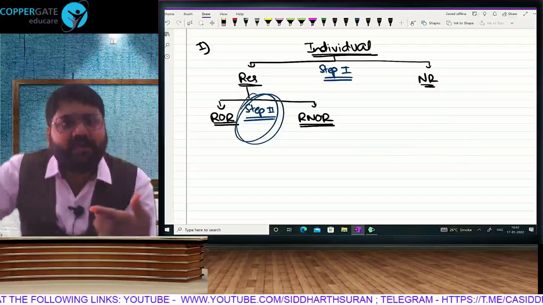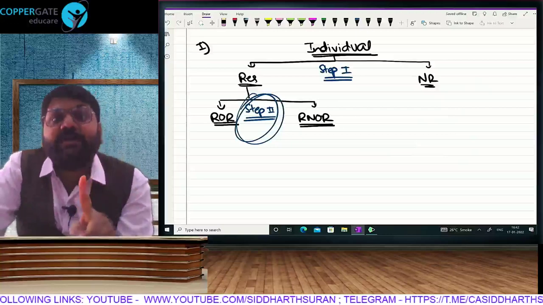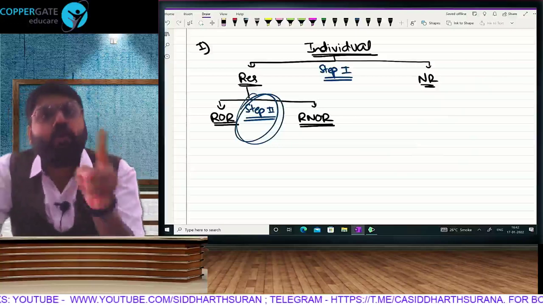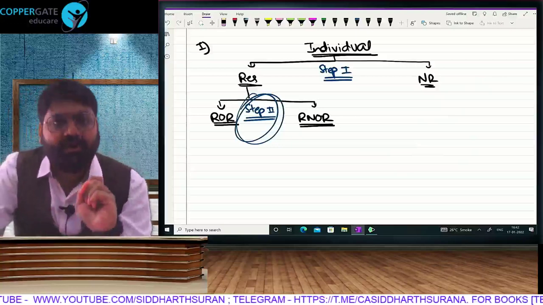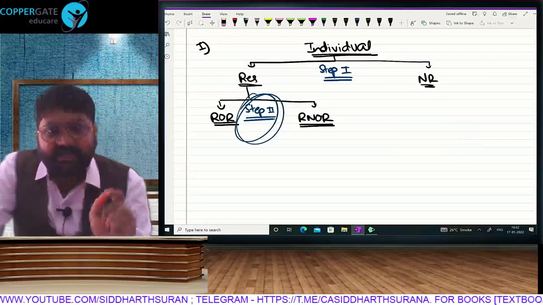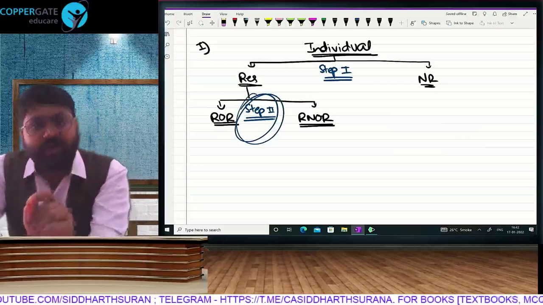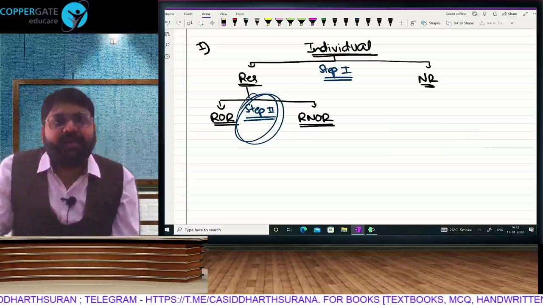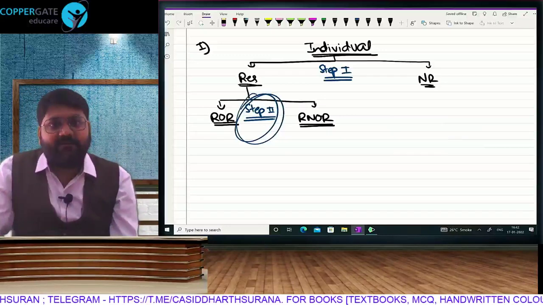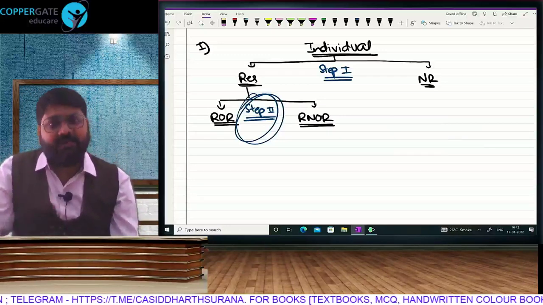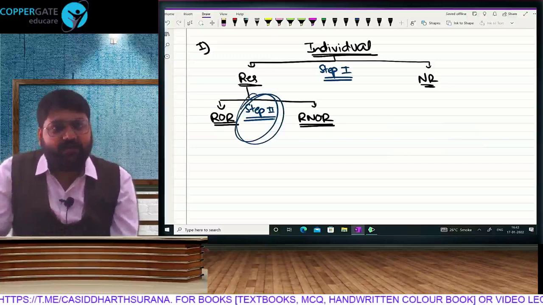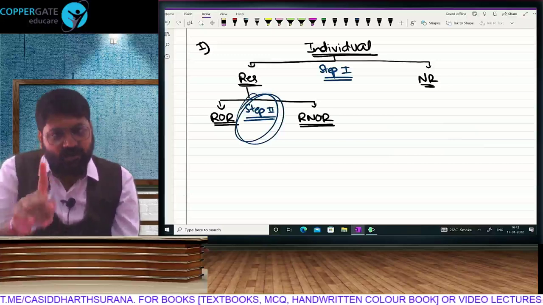See if you understand what I am saying. If the answer to step 1 is resident, we perform step number 2 and decide ordinary or not ordinary. But if the answer to step 1 is non-resident, our sum is over. Our topic is finished. If the answer to step 1 is non-resident, we don't go further. The sum is over. You understood what I said?